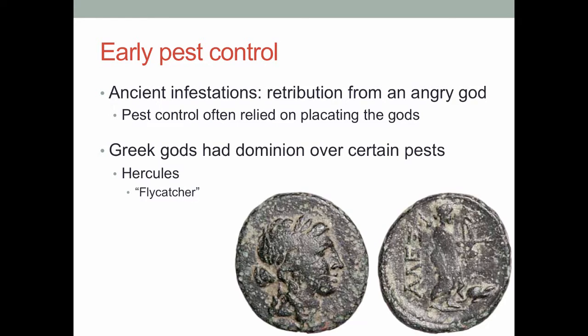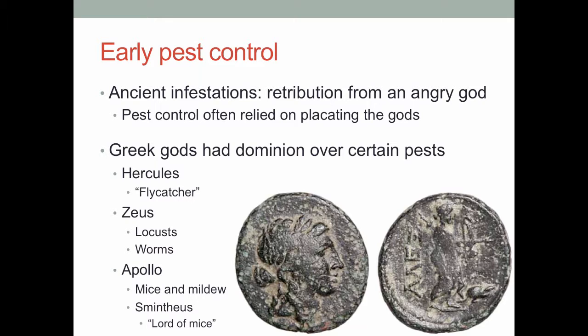And so you see this interestingly in a lot of these gods from these older societies like the Greeks, where many gods had a whole range of things that they supposedly had powers over. And you found that various pests were associated with different gods. Hercules was considered the fly catcher. So if you had fly problems, you would go to Hercules and ask him to relieve your flies. Zeus had control over locusts and worms. And then Apollo was over mice and mildews. And there's a whole list of these.